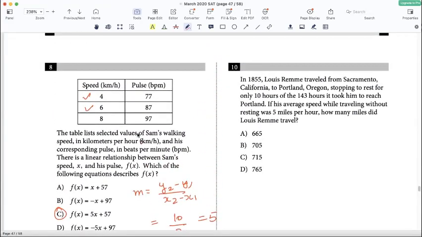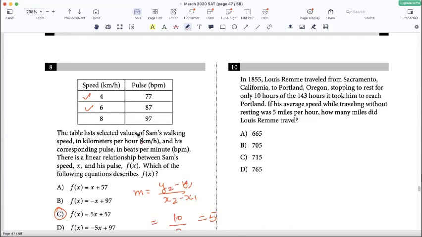In 1855, Louis Rem traveled from Sacramento, California to Portland, Oregon, stopping to rest for only 10 hours of the 143 hours it took him to reach Portland. If his average speed while traveling without resting was 5 miles per hour, how many miles did Louis Rem travel?